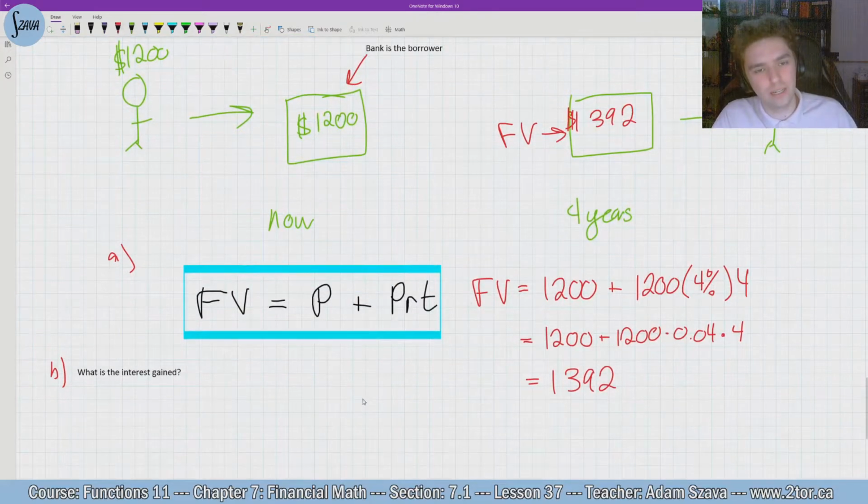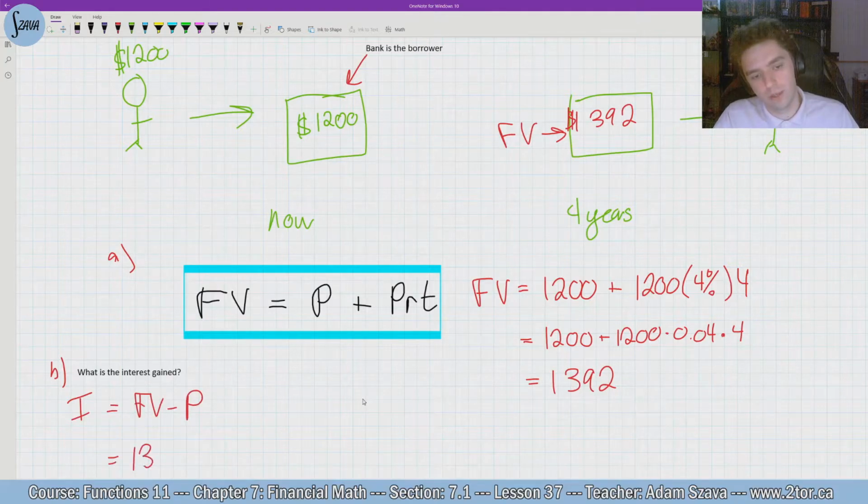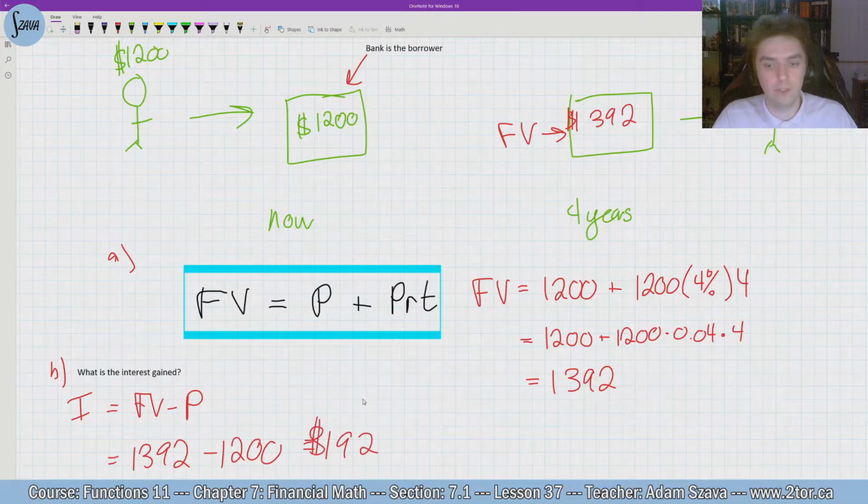Well, all you do here is you want to figure out, what's the difference here? How much did it go up? Right? How much did this amount go up? And so you can just do that. You can calculate the interest gained by just doing the future value minus the principal. Right? 1,392 minus 1,200, right, is $192, right? So after 4 years, you've gained $192 from simple interest in this account.